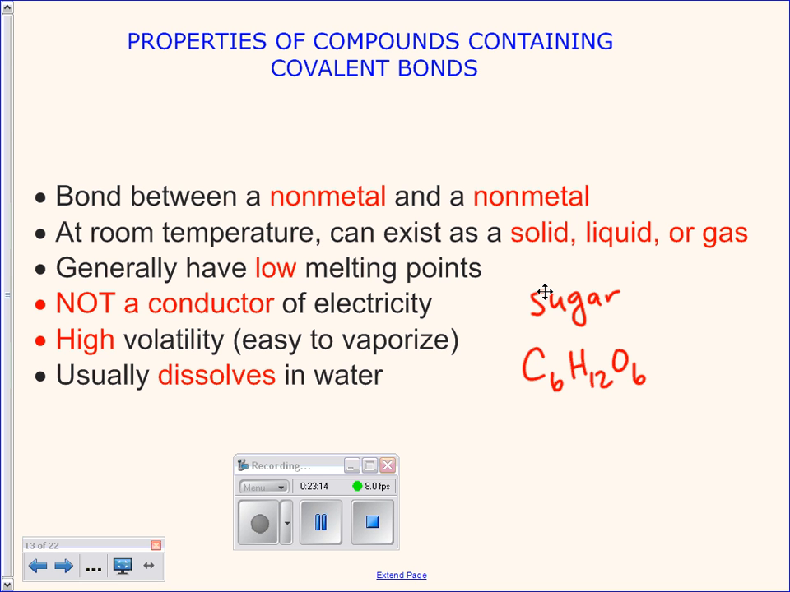They do not conduct electricity, even when dissolved in water. So if they dissolve in water, what happens is they stay together as one molecule. They're not going to break up into ions. And because they don't break up into ions, there's no way for electricity to be conducted in there. They have a high volatility, and that's just because of their low melting points. Because they can melt, now you have more molecules in the gaseous state, and so it's a little bit more volatile.